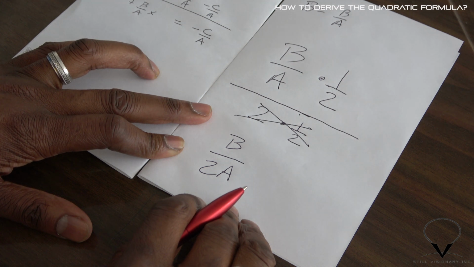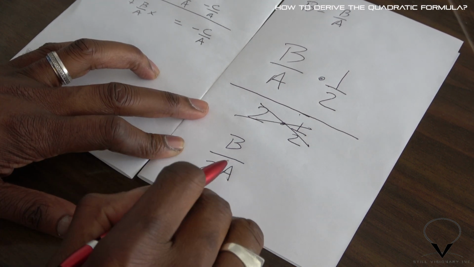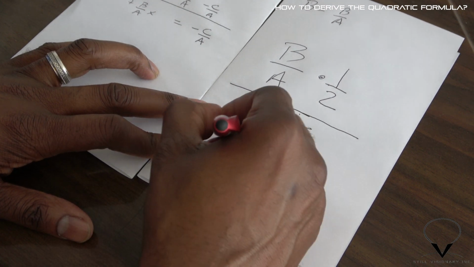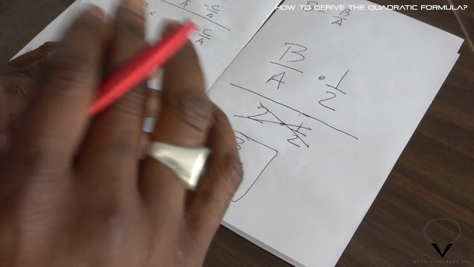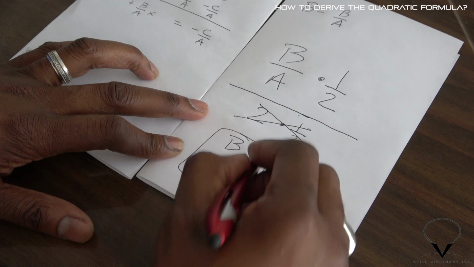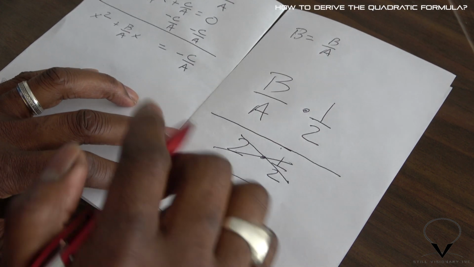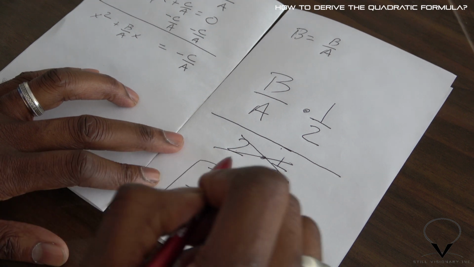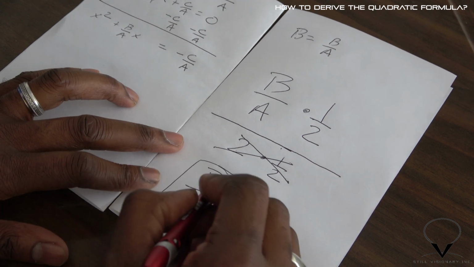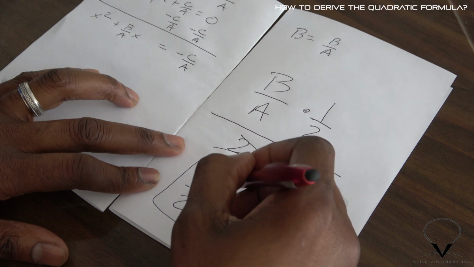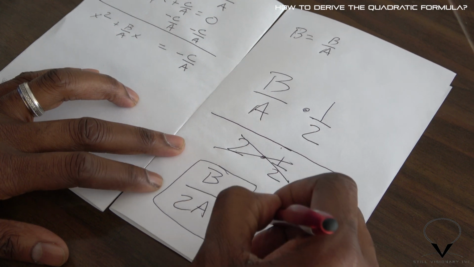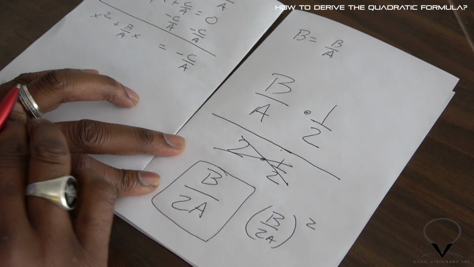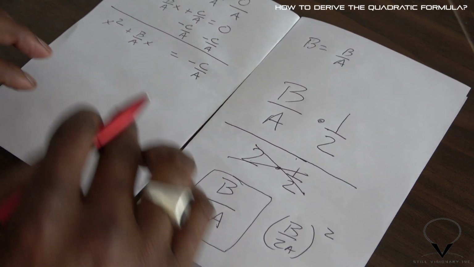Okay, so I have b over 2a, and I'm going to take that new b term and square it. I'm completing the square. So whatever I do to the left-hand side, I do to the right-hand side. So I'm going to square this right here: b over 2a, the quantity squared. Now I'm going to write that over here.